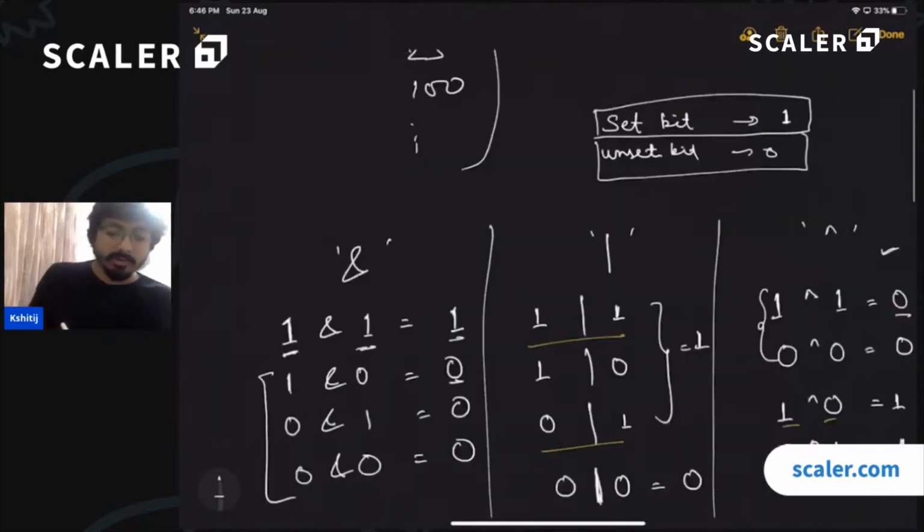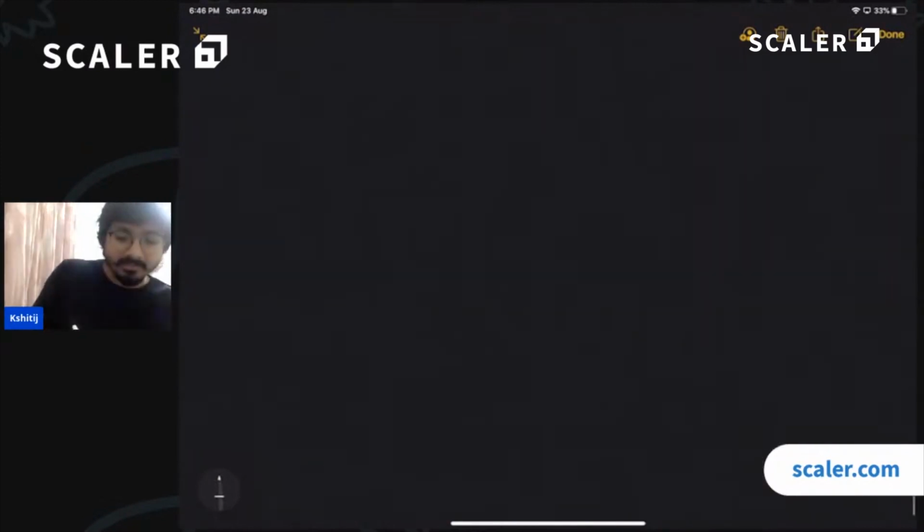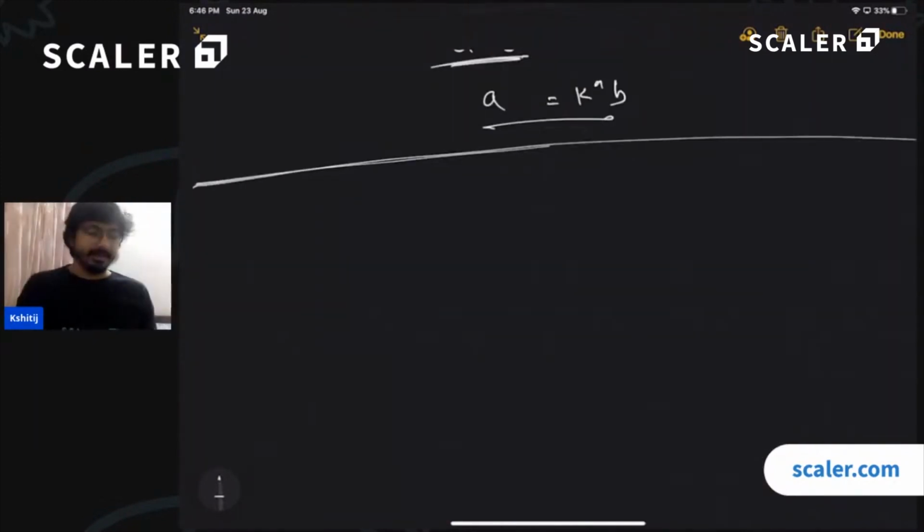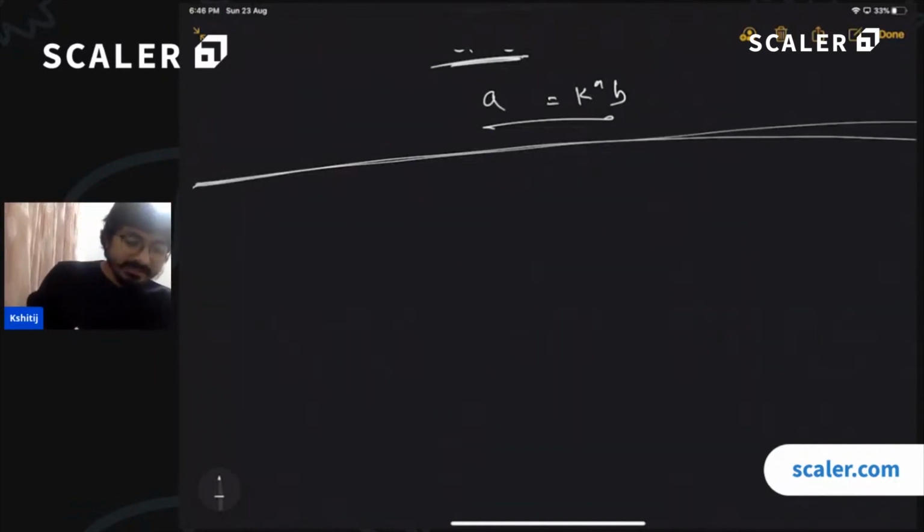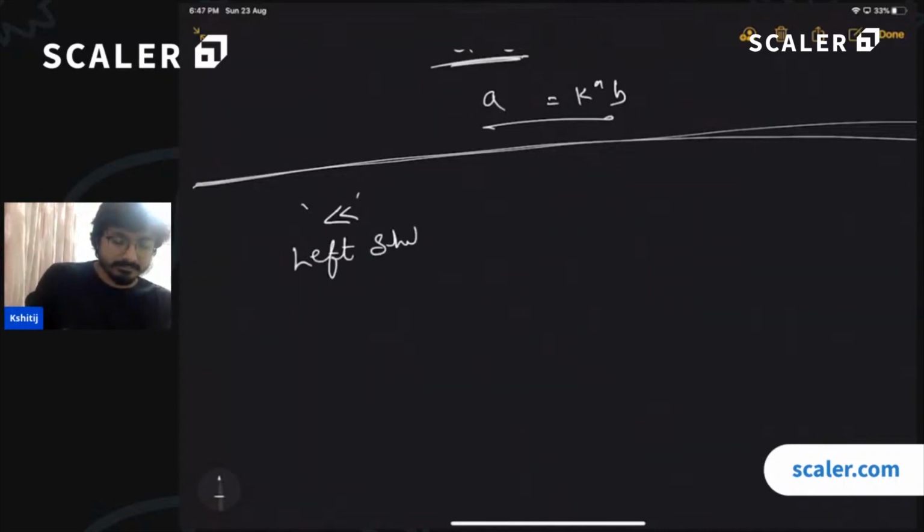Now there are two more bit operators which are not that basic, but they are also very interesting. There is an operation which is represented by this sign, and this is called the left shift operator. Similarly, the counterpart of this operator is this, which is called the right shift.